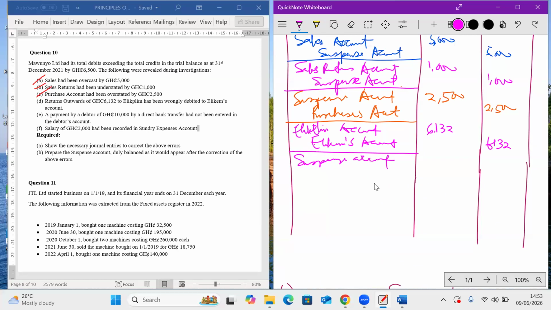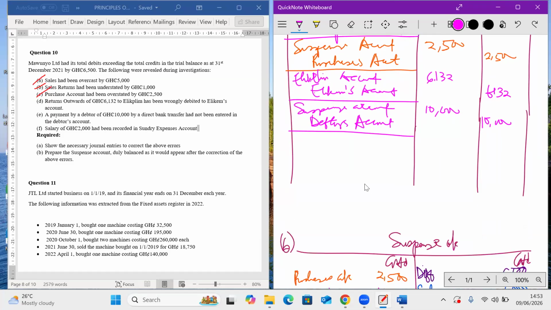So suspense account. How much is the figure? 10,000. Then slant it. I'll write what? Debtors account. How much is the figure? 10,000. That's it.